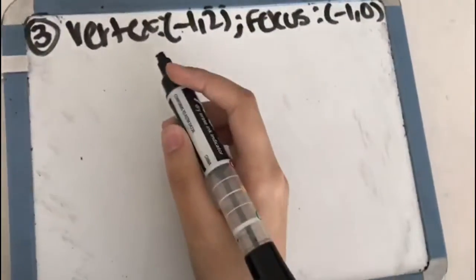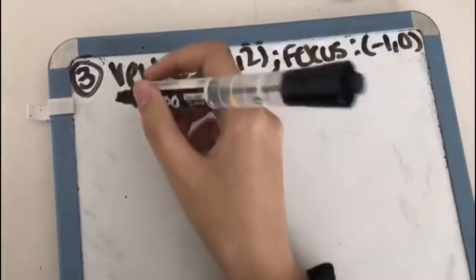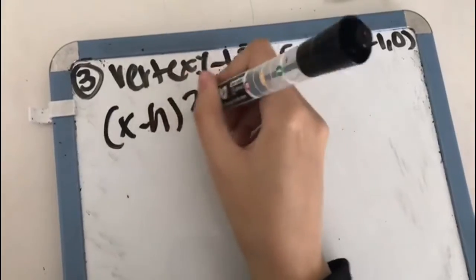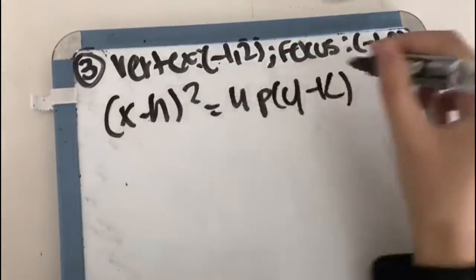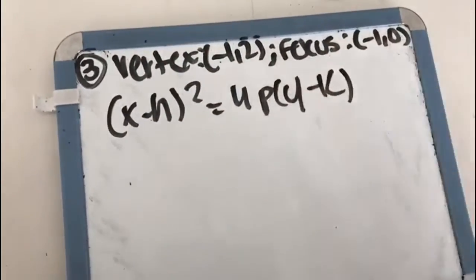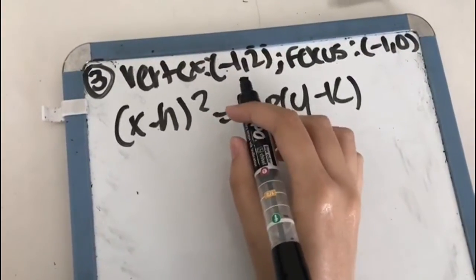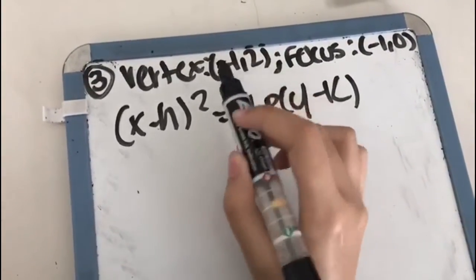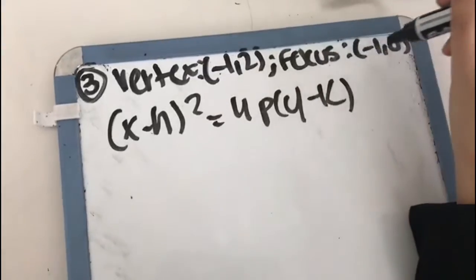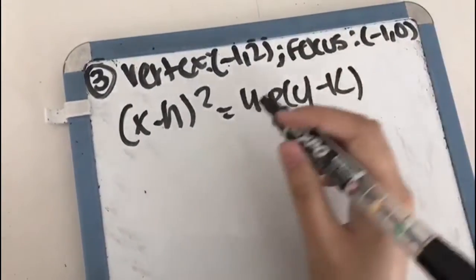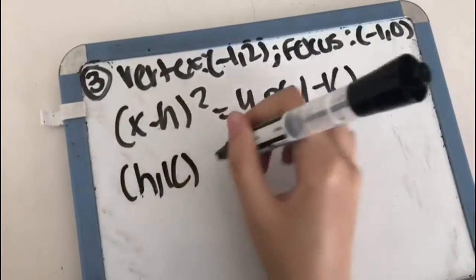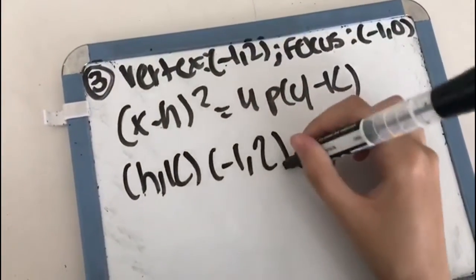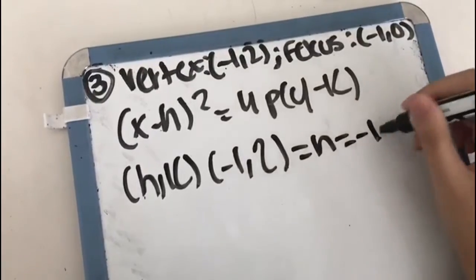So the vertical axis formula for this kind of equation would be x minus h squared equals 4p, and then y minus k. Now this formula is really important in this problem because you're going to have to substitute it and try finding the y part of the focus. So the vertex is -1 and 2, and the focus is -1 and 0. So the vertex we have right here is h and k, right? So h and k are -1 and 2, we know that h is equal to -1 and k is equal to 2, okay?